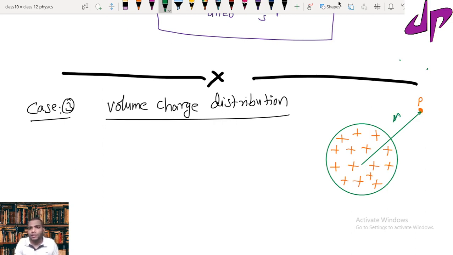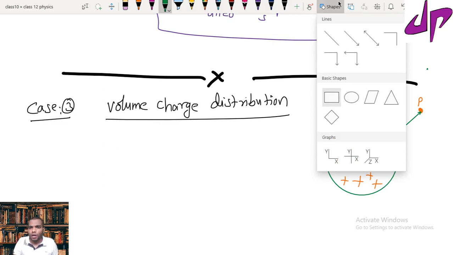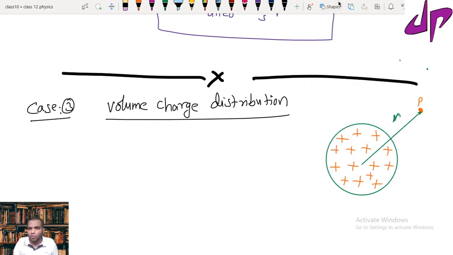Now to find out the electric field due to this charged volume object, first we need to find the amount of charge present on that object. For that, I would like to assume a small elemental volume. It should be three dimensional, but in the figure I can show it as one dimension. So this small element has volume dV, elemental volume dV.